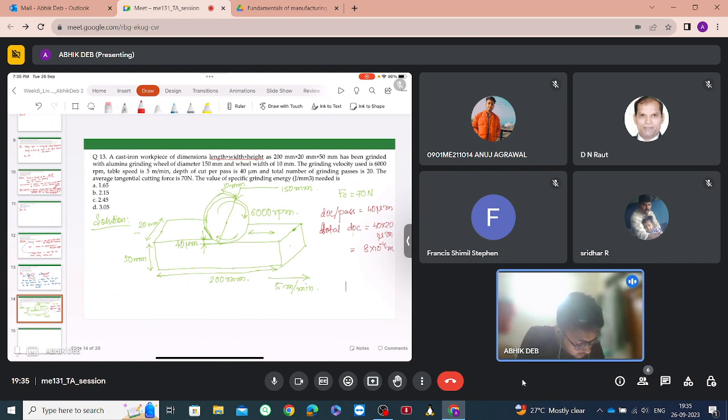Now this is the depth of cut. This is the width of the grinding wheel, and this is the total depth of cut. And this is the feed that we are considering to be 5 meters per minute in this case. So this area multiplied by this velocity of movement will give the volume that is removed per unit time. That is how we get the MRR. Is it clear to you how to find out the MRR here?